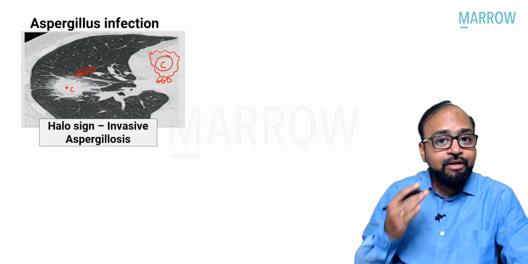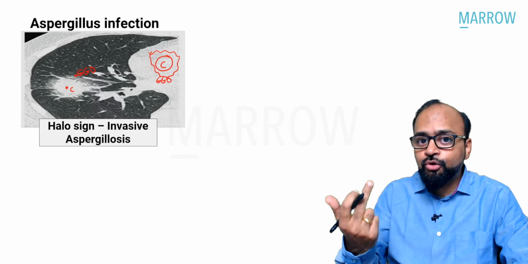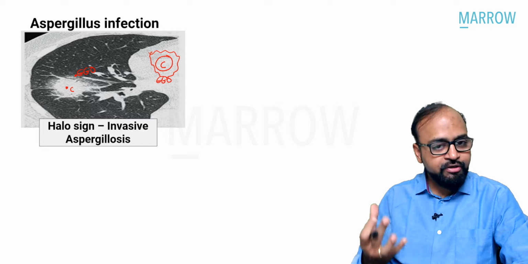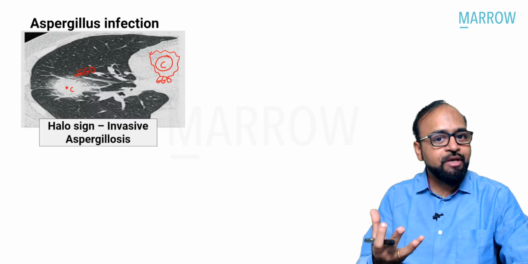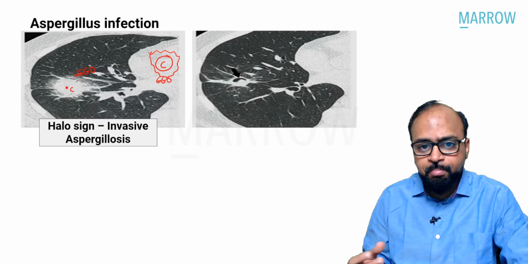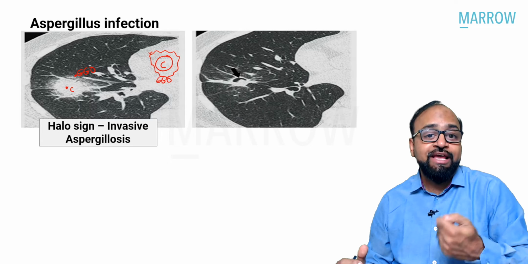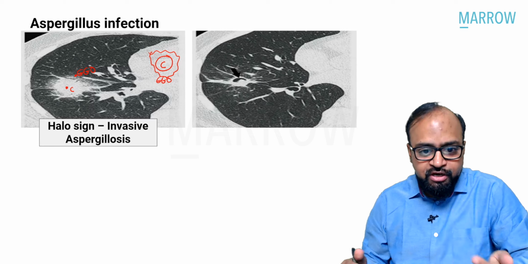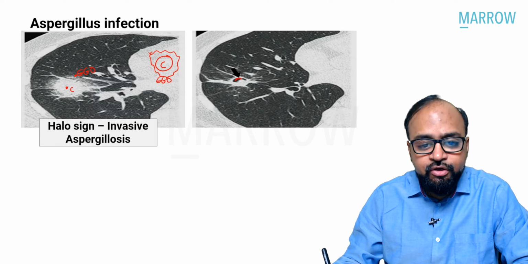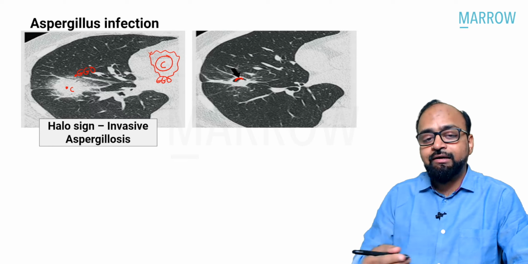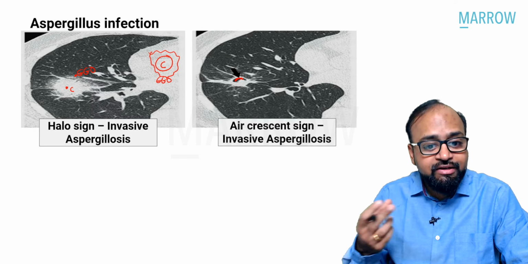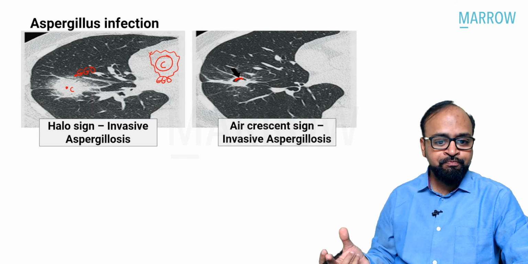and this is because of the hemorrhage that occurs surrounding the necrotic part, right? So the necrotic part is the consolidation, and the hemorrhage creates the ground glass. This is called the halo sign of invasive aspergillosis. When the central necrotic part undergoes cavitation, because it is already dead, it is sloughed off, and there is a crescent of air. See, air appears black here on CT, isn't it? So this black crescentic appearance, or air crescent, is called the air crescent sign of invasive aspergillosis, right?